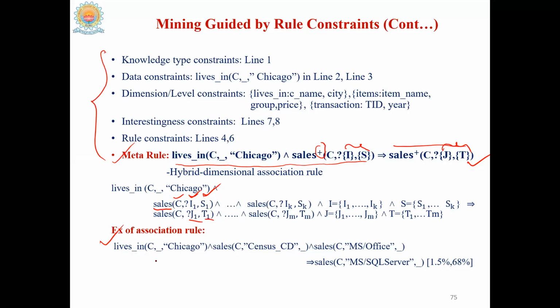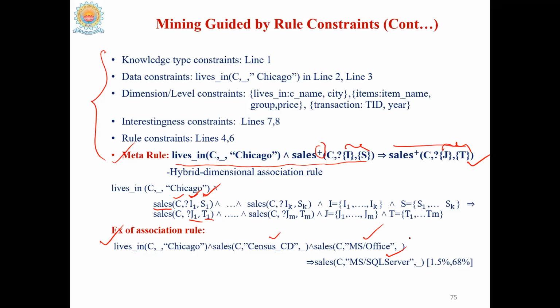Here, lives in C, Chicago. Customer lives in Chicago and sales. We are mentioning two items, census CD and MS Office, implies sales of SQL server with certain support and confidence, because the given measures are support and confidence. Interesting measures are support and confidence. So this is actually the mined rule which reflects the given meta rule.